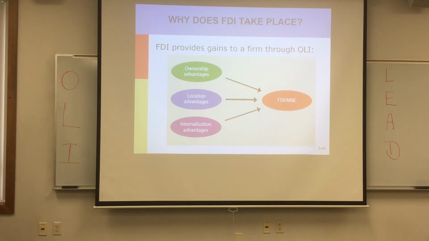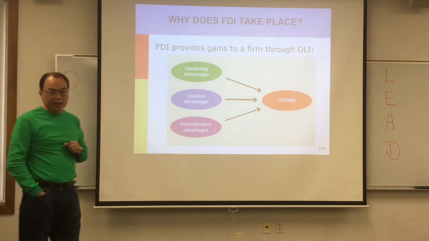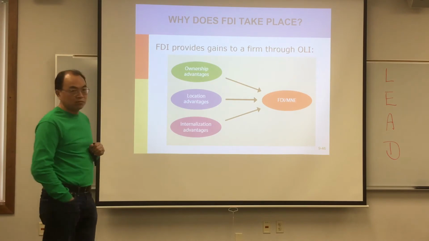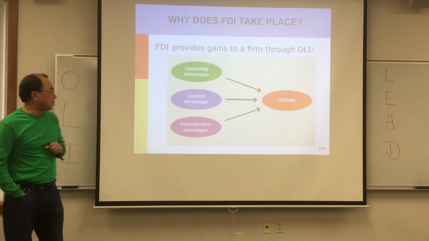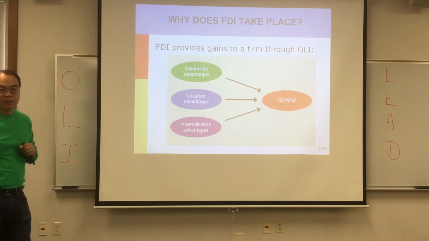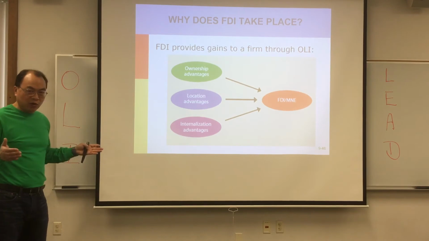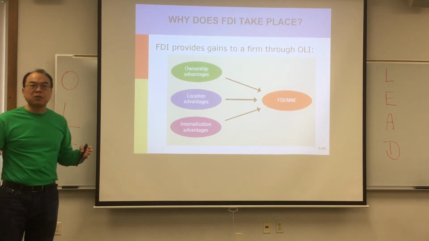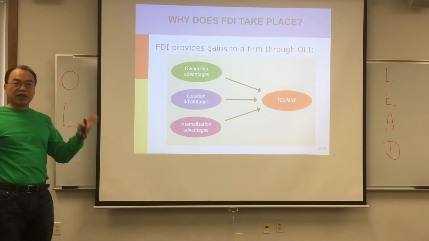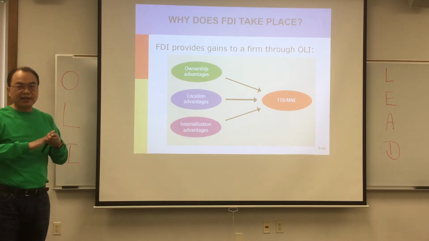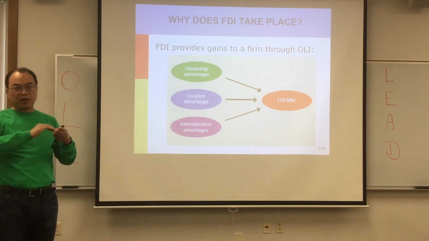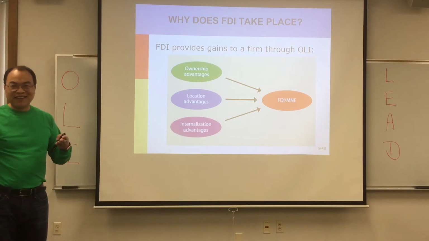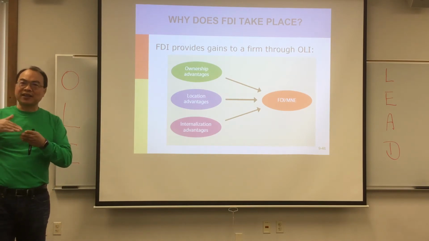First, let's get the concepts correct. I'm going to go into details on each one. The O is ownership advantages. Basically it means you have to own something, right? Ownership. In this case, mostly you have intellectual property rights. Tesla owns a lot of technology: the battery, the way they make electric cars. Not everybody else can be like Tesla.